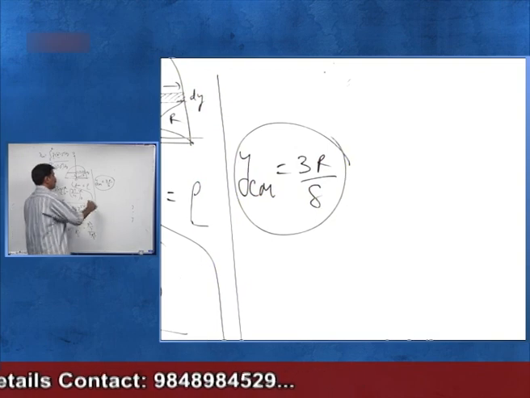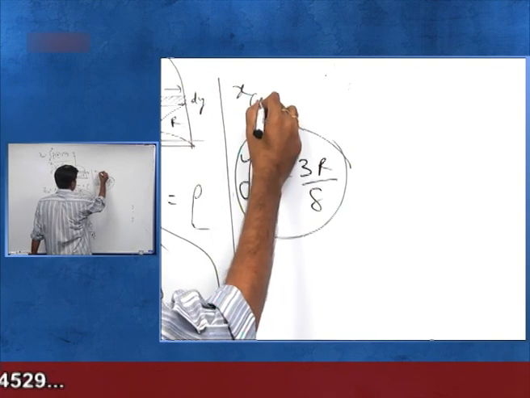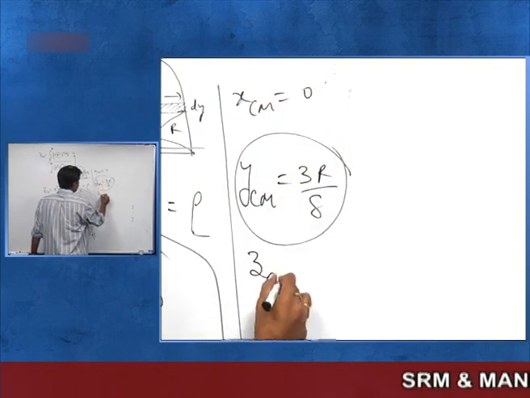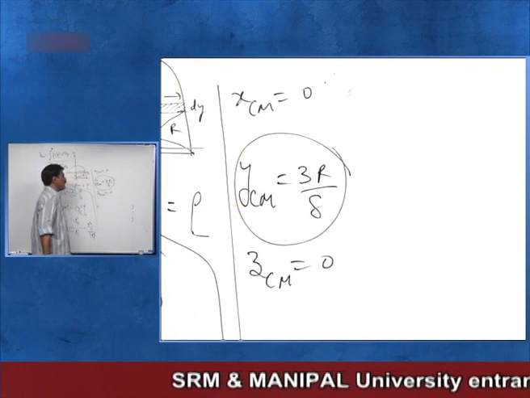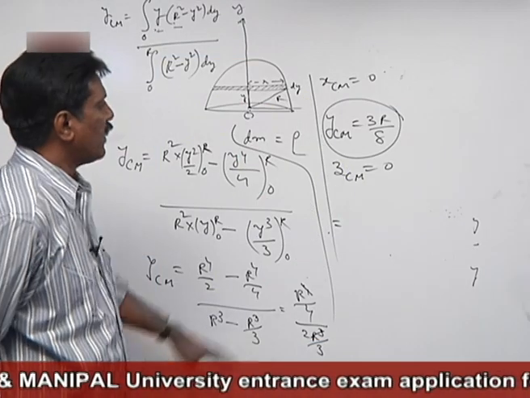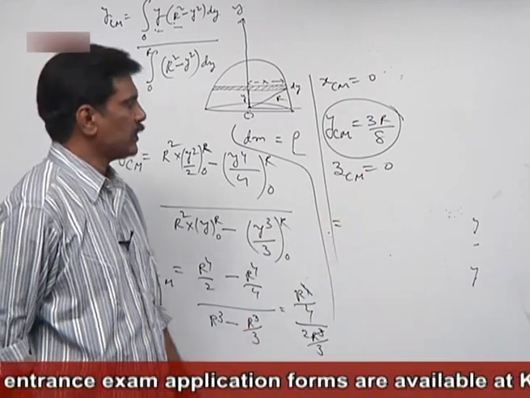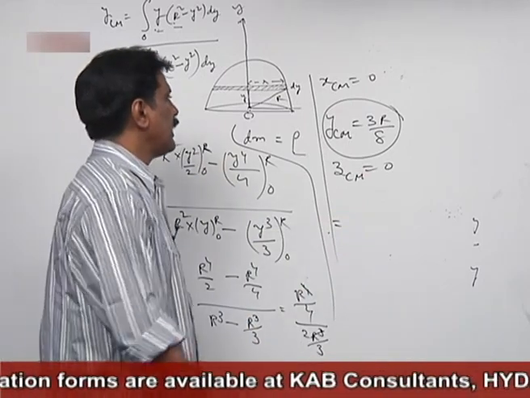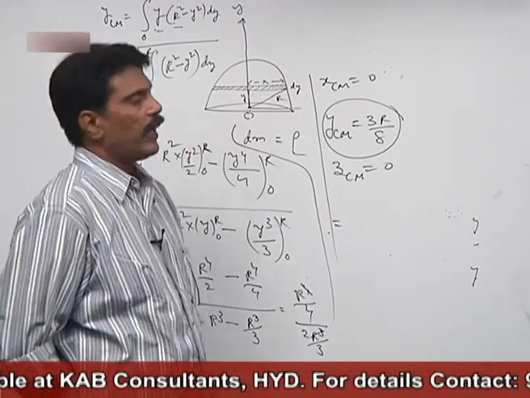The x coordinate XCM is 0 and ZCM is 0, because we have chosen the axis of the hemisphere in that way. So this is how we calculate the center of mass for a hemisphere.